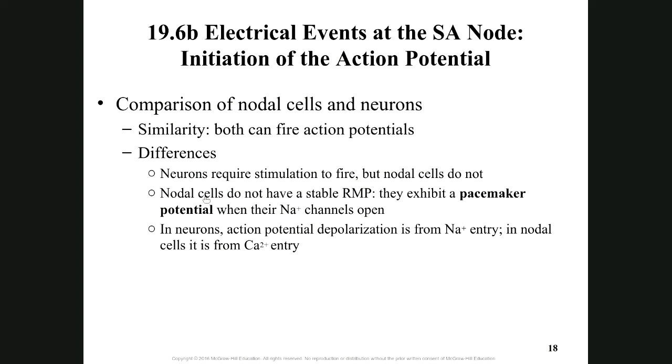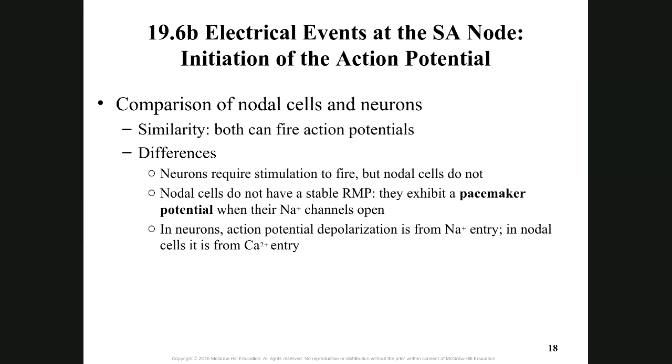Then the nodal cell doesn't have a stable resting membrane potential. They exhibit a pacemaker potential when sodium channels become open. So immediately when our cell reaches the resting membrane potential, the channels become open and we have entrance of sodium ion inside the cell. But we don't have this feature in our neuron.